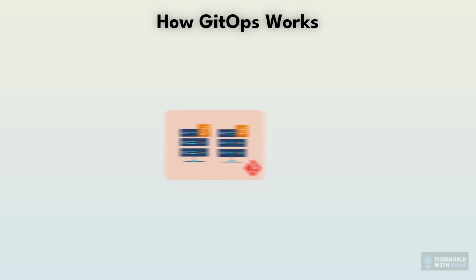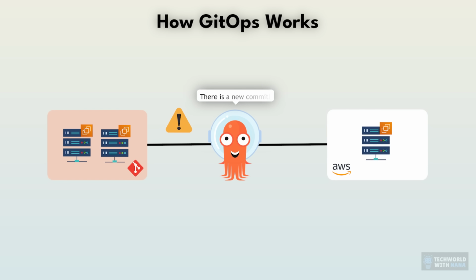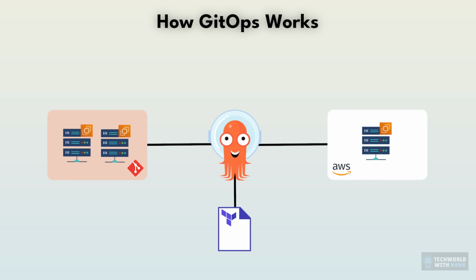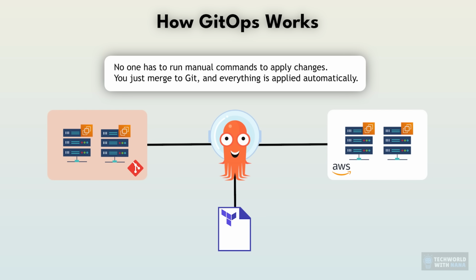As soon as this happens, Argo CD detects that there was a change or new commit in the branch. It automatically runs Terraform plan to see what will change. It applies the changes and your new server is created. So nobody has to run manual commands to apply the changes. You just merge to Git and the rest is done automatically.